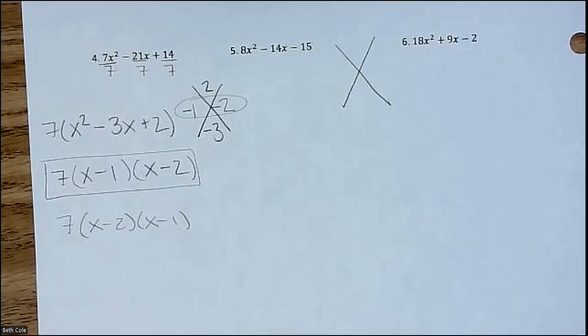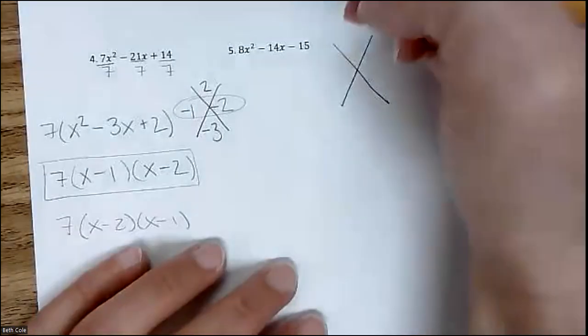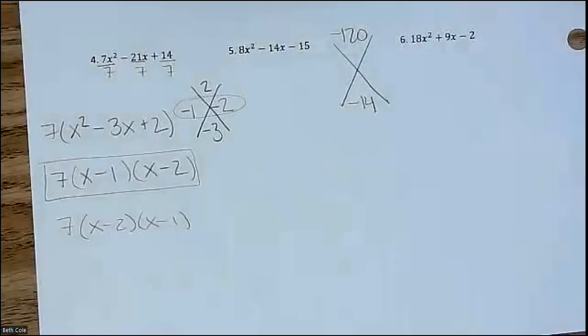Let me share my screen so it shows up on the recording. You would have to do negative 15 times 8. So did you say negative 120? Yeah. Oh, good job. Negative 120. So negative 120 goes on the top. Negative 14 goes on the bottom.